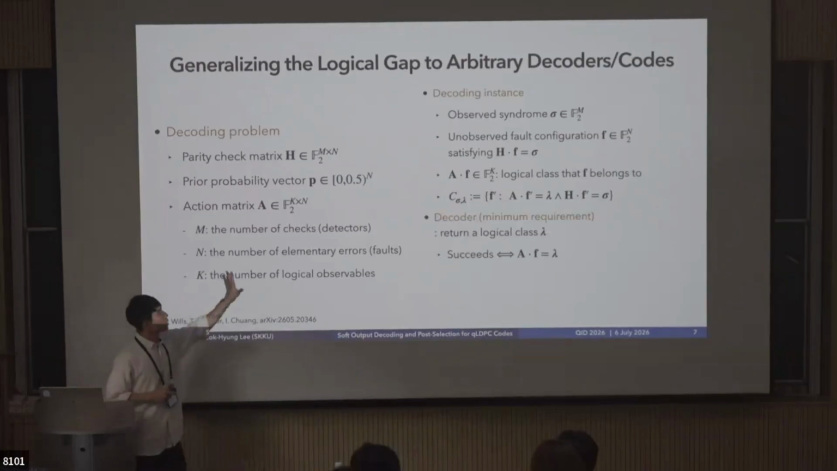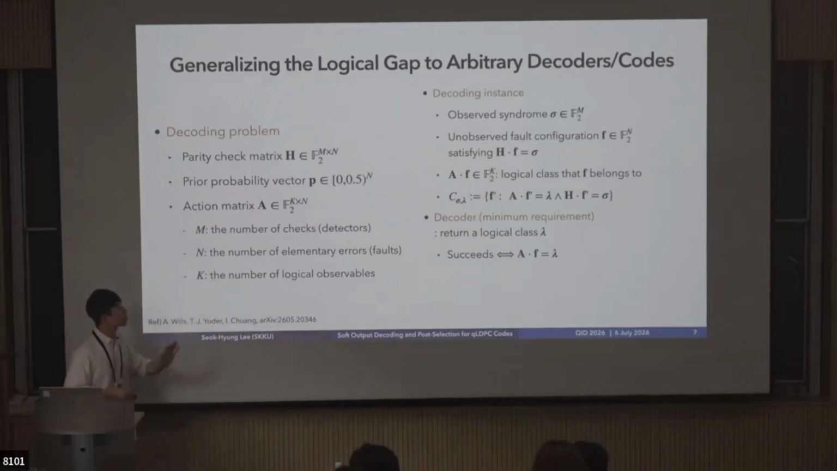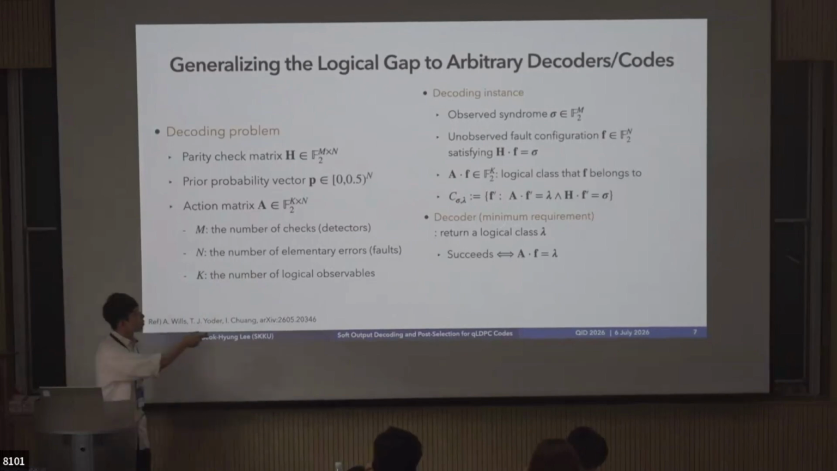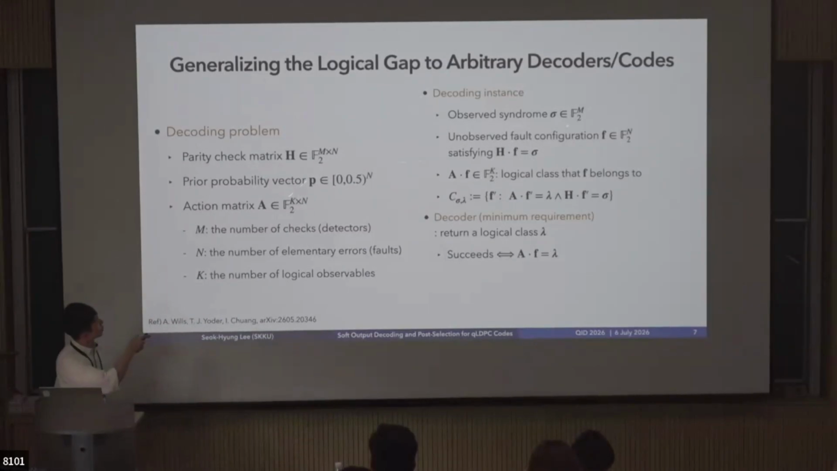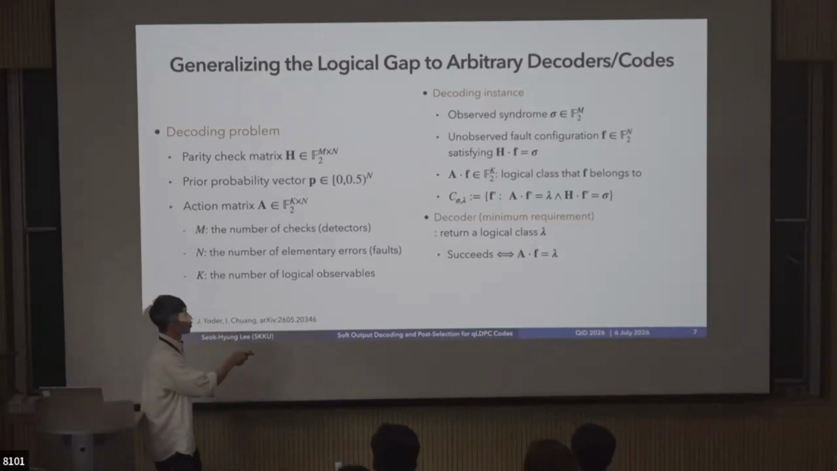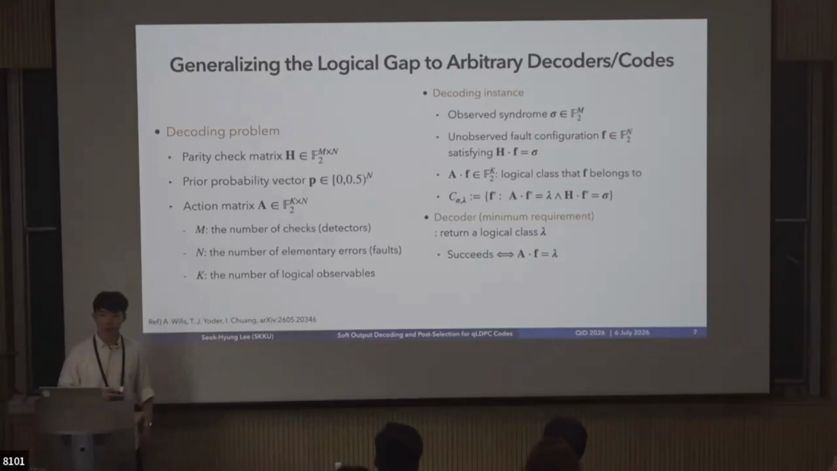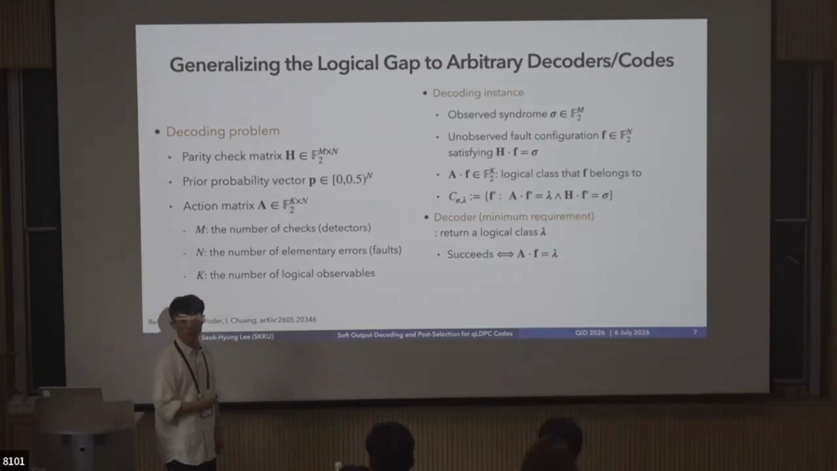By defining the decoding problem instance like this, the minimum requirement of a decoder is to predict a logical class. So we can think of an algorithm where all of these are inputs: the H matrix, P, A, sigma, where we cannot use F. F is unobserved. Using these arguments, we can construct a function that returns a logical class lambda. Then if that lambda is equal to the action by the actual error, we say the decoder succeeds.